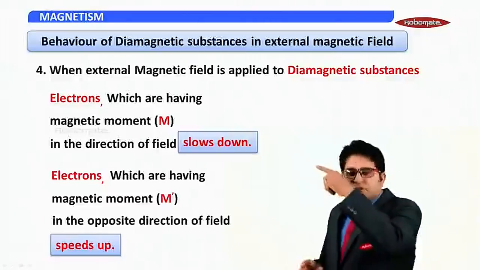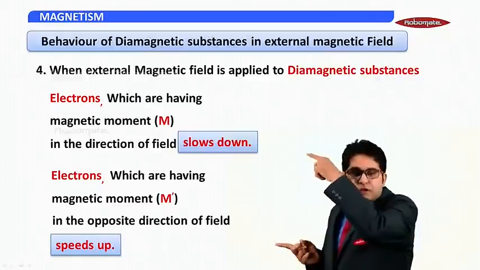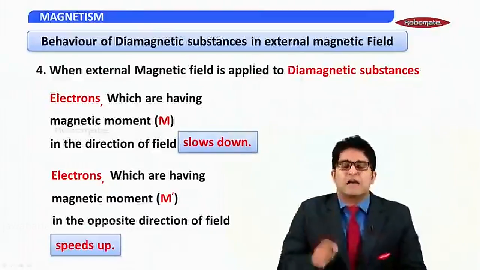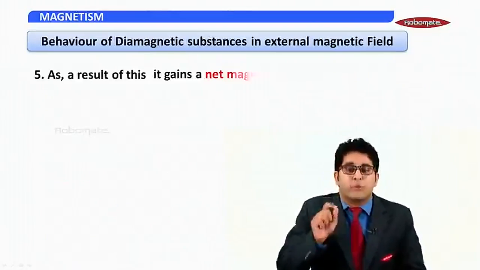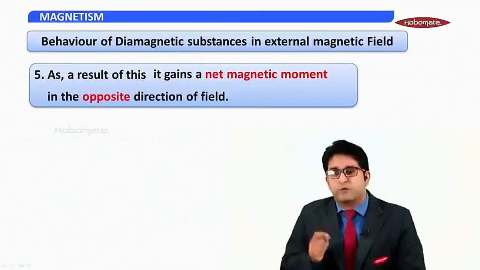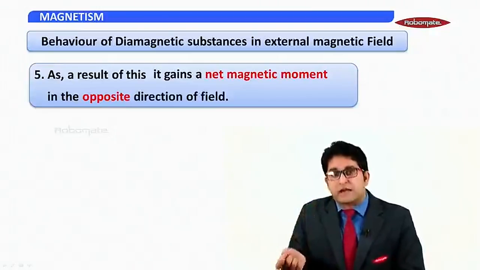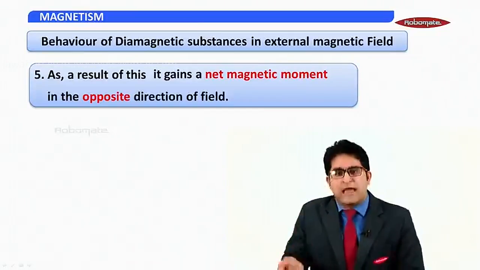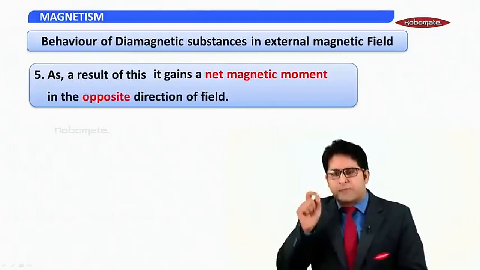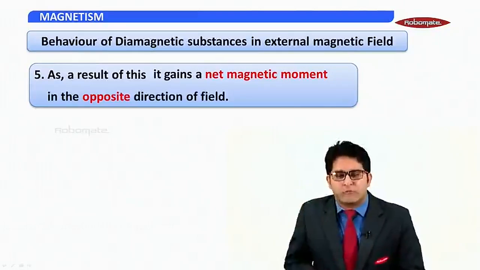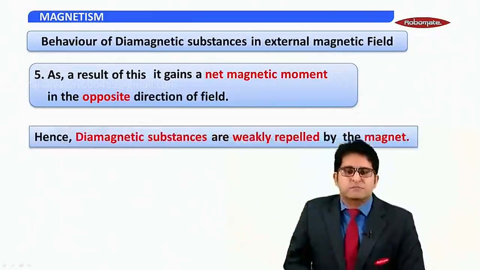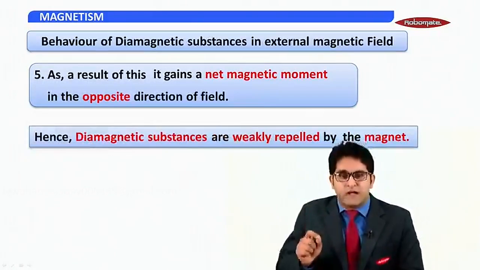Right? And because of these two parameters, because of slowing down and because of speeding up, this diamagnetic substance gains a net magnetic moment in the opposite direction of field. Right? So what happens? Whenever an external field is applied to diamagnetic substance, electrons having magnetic moment in the direction of field will slow down, and those electrons having magnetic moment in the opposite direction of field will speed up. And because of this, it gains a net magnetic moment in the opposite direction of field. And due to this, the diamagnetic substances are weakly repelled by the magnet.